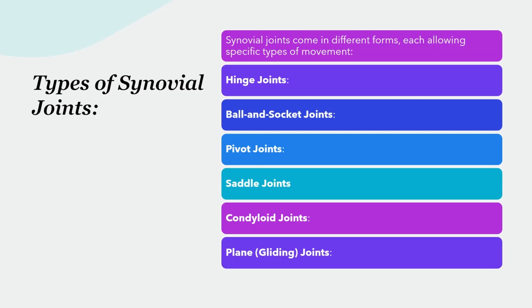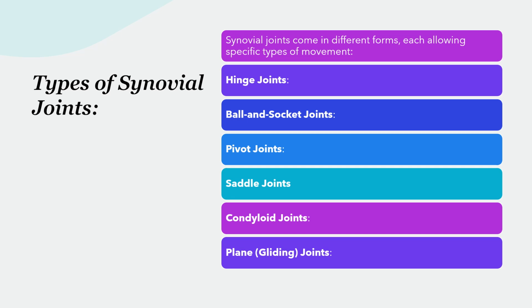and bones. So there are different types of synovial joints. Now, synovial joints come in different forms, each allowing certain types of movement. So the first one that we have is the hinge joint, and this allows movement in one direction, similar to a door hinge. So examples are the knee and the elbow joint, allowing flexion and extension. We then have the ball and socket joint. Now, these joints have a rounded bone end that fits into a cup-like socket, allowing movement in multiple directions, including rotation. Examples of a ball and socket are the shoulder and hip joints, which provide the widest range of motion.